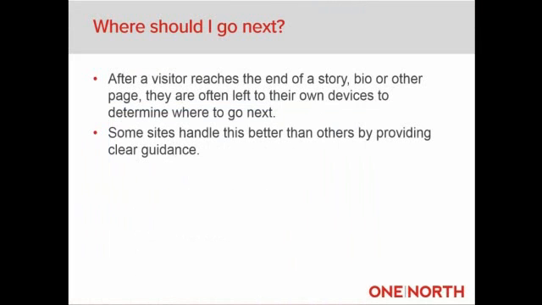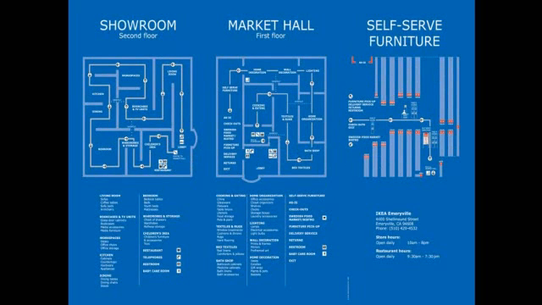Okay, so now, let's say I read that article, or let's say I visited someone's bio, or whatever it might be. Where should I go next, right? Some sites are handling this better than others just by providing some clear guidance, kind of like IKEA. They're going to tell you where they want you to go. I call this the exit through the gift shop strategy.